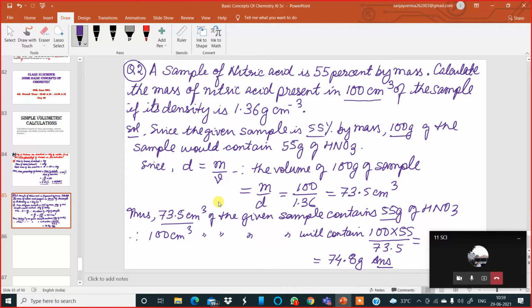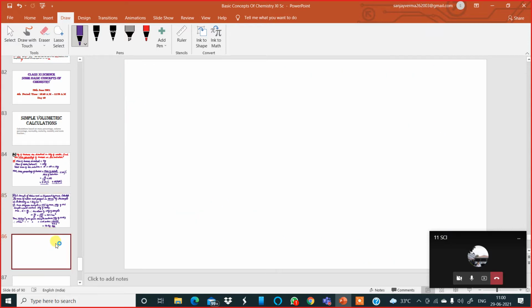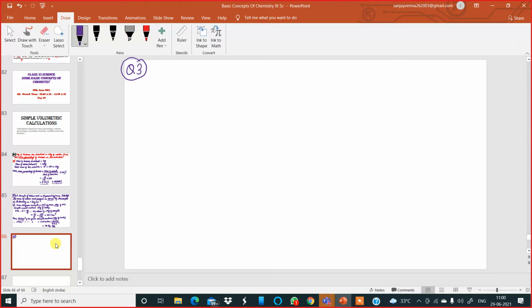Now let us go to the next question. Question number 3. Write down: 1 liter. 1 liter means 1000 milliliter or 1000 centimeter cube.